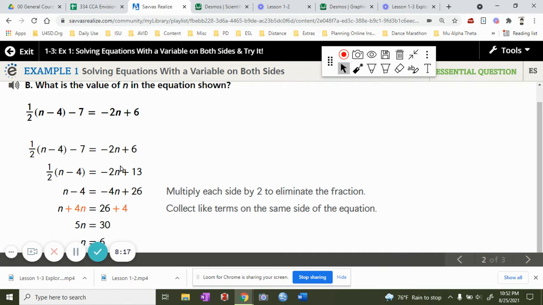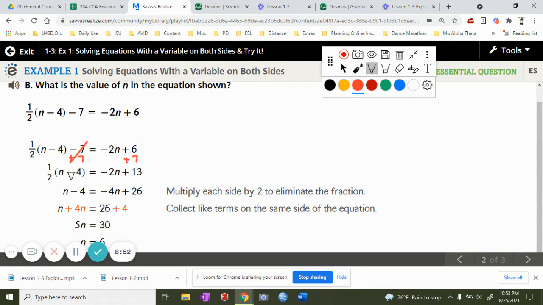Let's take a look at how the text prepares this solution. So here we are starting by adding 7. It's going to move that 7 to both sides. So I'm going to add that in because it is skipping some steps here. And that's how we get the 13. So it says, let's move this out of the way. So that 1/2 times the quantity n minus 4 equals negative 2n plus 13.